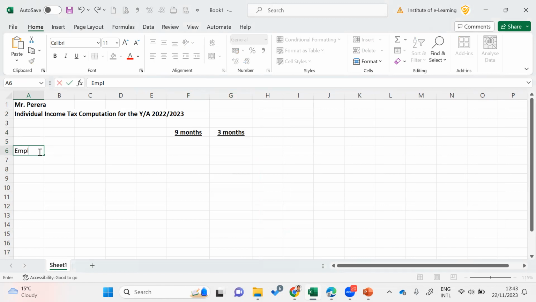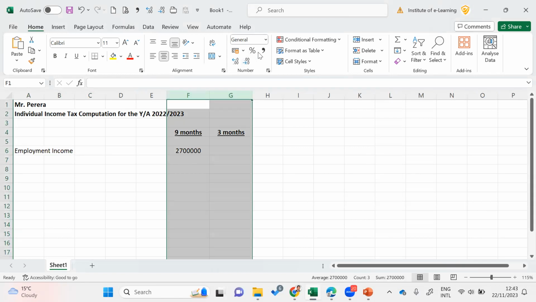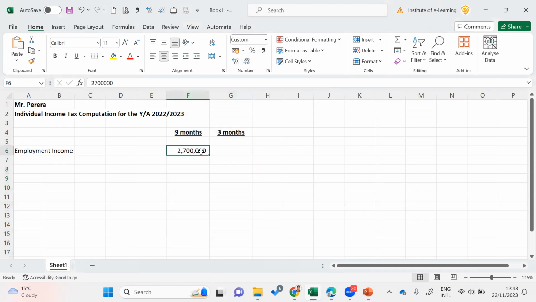Employment income: if you are doing a job, you will get employment income, salary ගන්නවා අපි කියන employment income කියලා. So I will take figures roughly here. Employment income, let's say 2.7 million for this 9-month period. Let's say you are getting 300,000 per month, for 9 months we got 2.7 million.